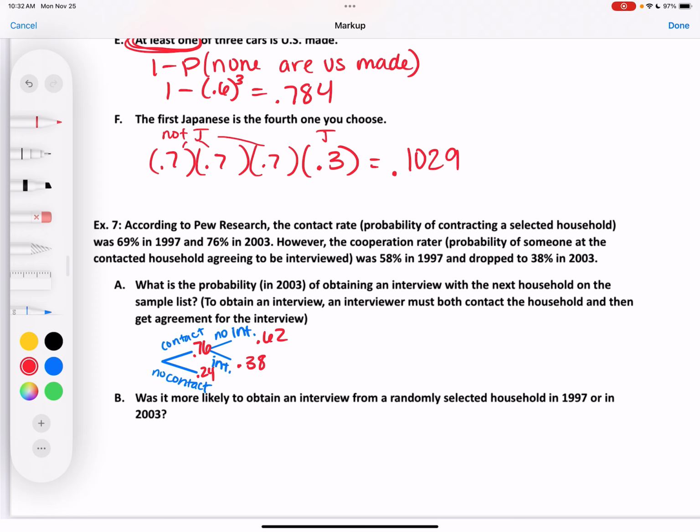Now, could I have done this without having to draw the diagram? Yes, but I think it's good to see the diagram because there are going to be some that you're going to need the diagram for it to make more sense for you to think about. So they have to contact the house and then get an agreement for the interview. So that's going to be 0.76. That's the first part, times the agreement for the interview, 0.38. So 0.76 times 0.38 gives us 0.2888.